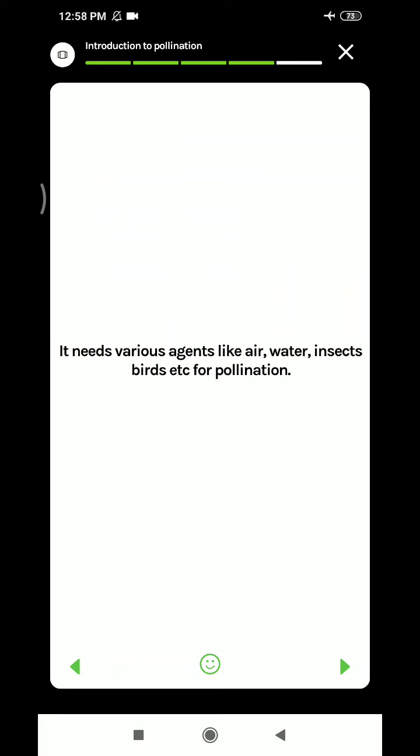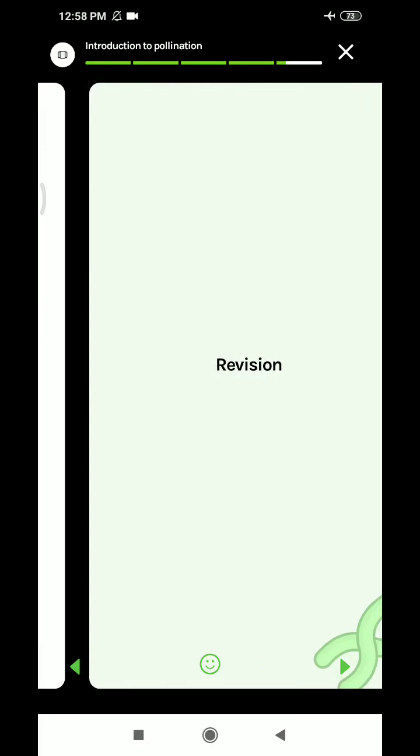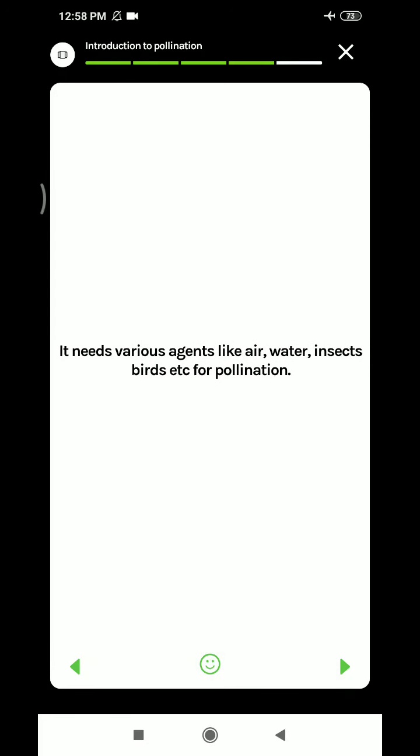In the case of cross-pollination, it needs some other outer agents like air, water, insects, and birds. These are called the agents of pollination. How these agents help in pollination, we will read in the next class.